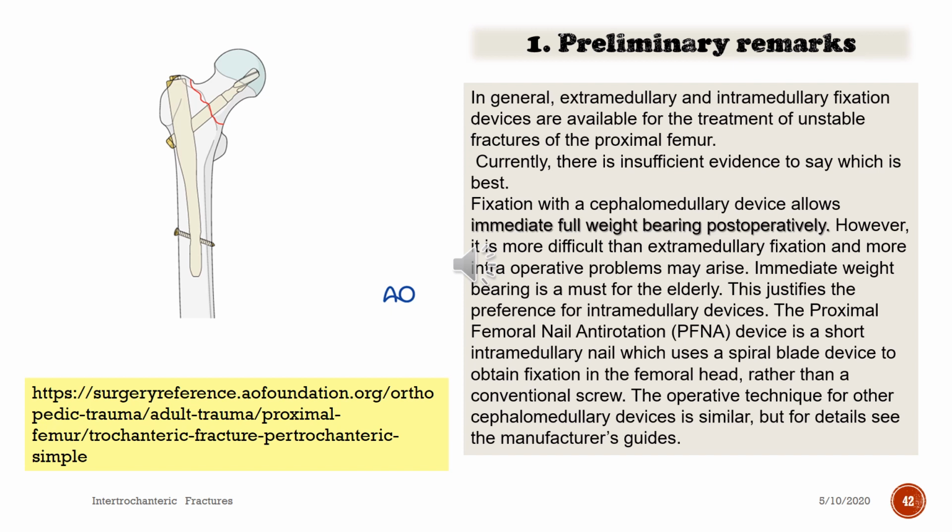The proximal femoral nail anti-rotation, PFNA, device is a short intramedullary nail which uses a spiral blade device to obtain fixation in the femoral head rather than a conventional screw. The operative technique for other cephalomedullary devices is similar, but for details see the manufacturer's guides.